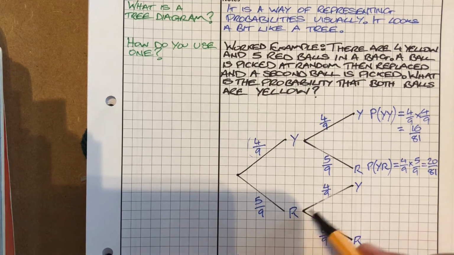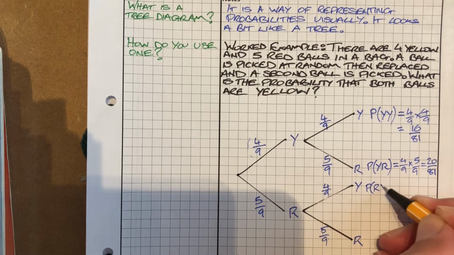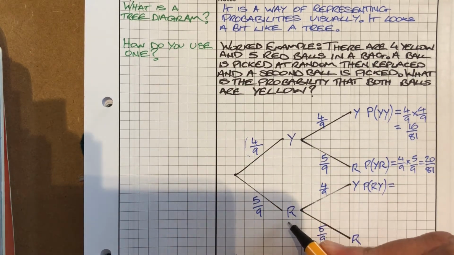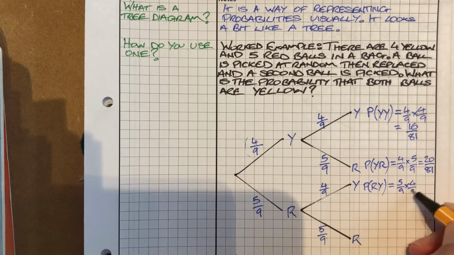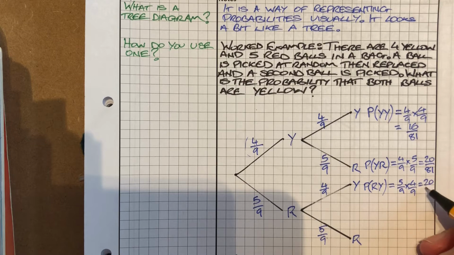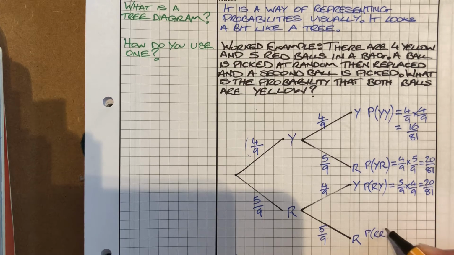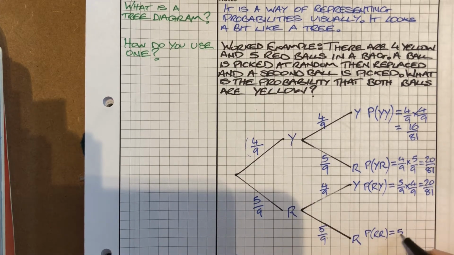I might follow this route. So I might have a red followed by a yellow. What's the probability of that happening? 5/9 times 4/9. And that gives me 20 over 81. Or I might finish up here. So I might follow that path and have a red followed by a red, and that gives me 5/9 times 5/9.